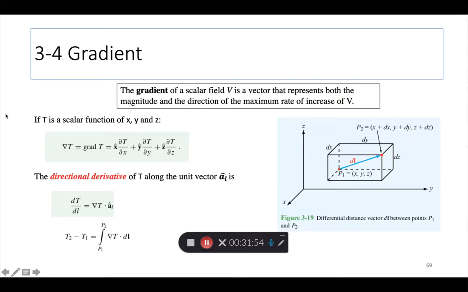So, there is 3-4 on page 69, then there is 3-5, 6 and 7, okay, to cover each one of these: gradient, divergence, curl and Laplacian. So, what is 3-4? It talks about the gradient. What is a gradient? The gradient of a scalar field V is a vector that represents both the magnitude and the direction of the maximum rate of increase of V.